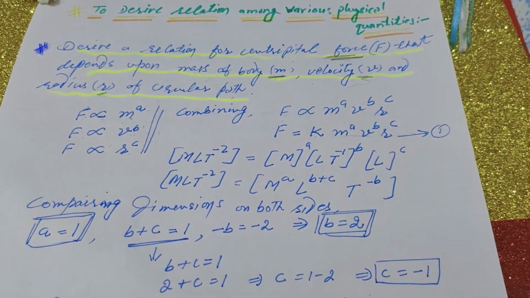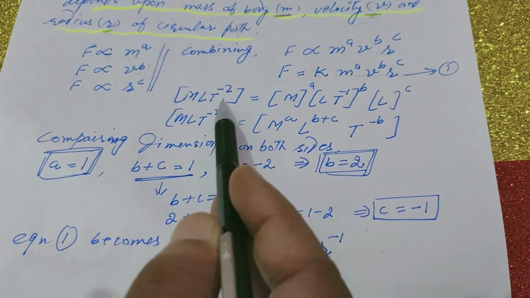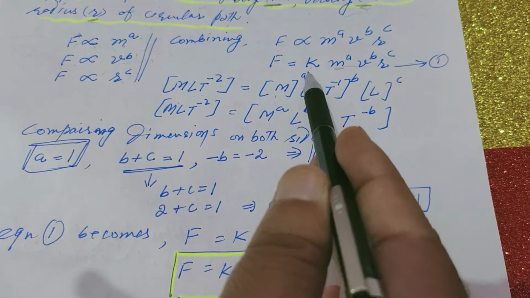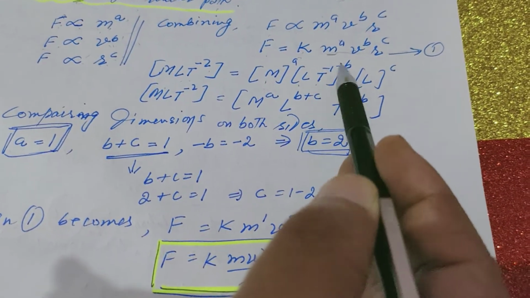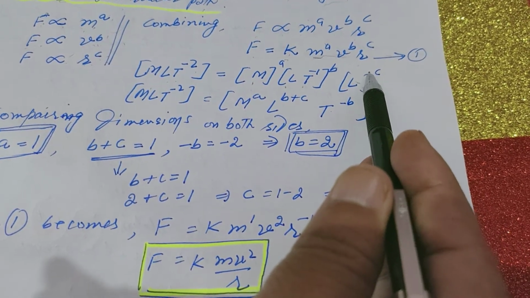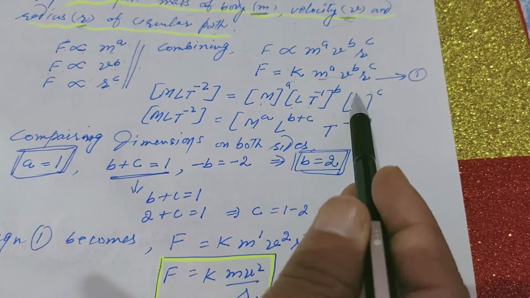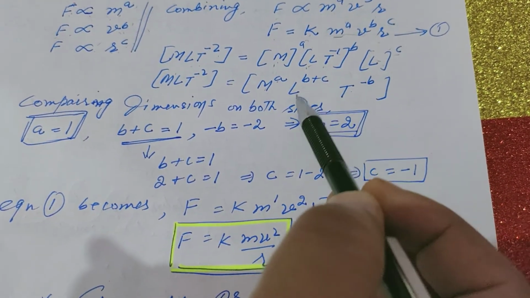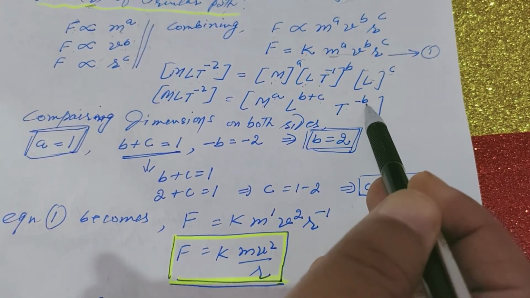Now let us substitute the dimensional formulas. Dimensional formula of force is M L T minus 2. This is mass, dimensions a. For velocity, dimensional formula is L T minus 1, power b. Radius is a length, so dimensions c. Now collecting the dimensions: for mass, the power is a; for length, the power is b and here it is c. So total power of length is b plus c. For time it is minus 1 into b, that is minus b.